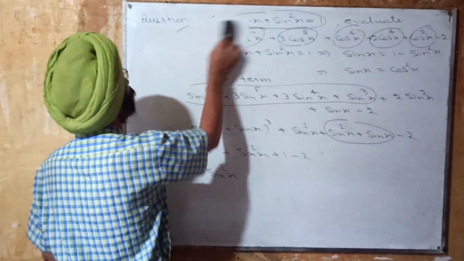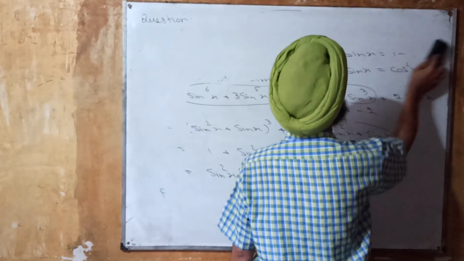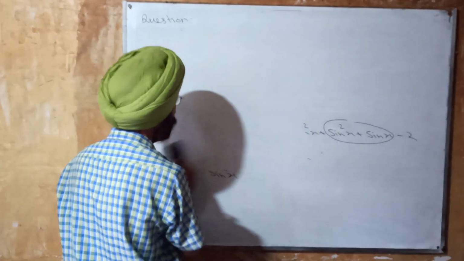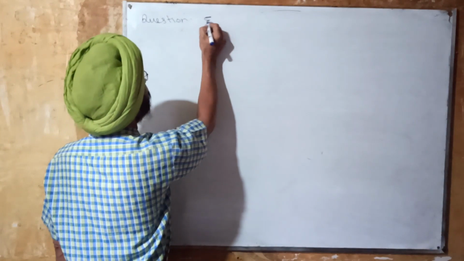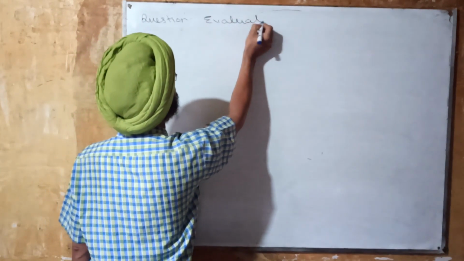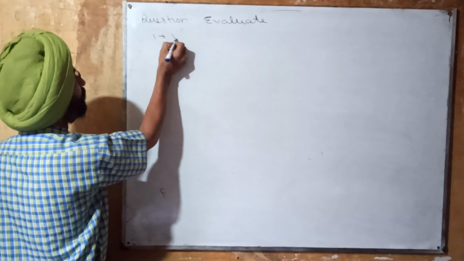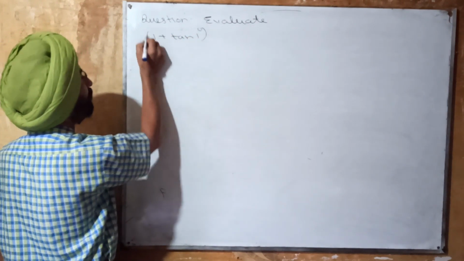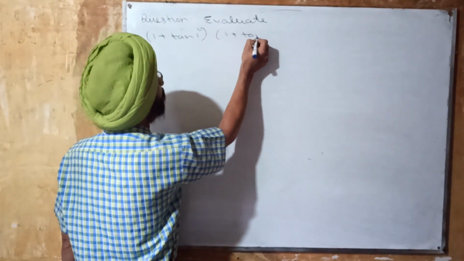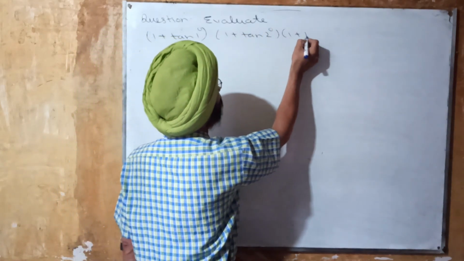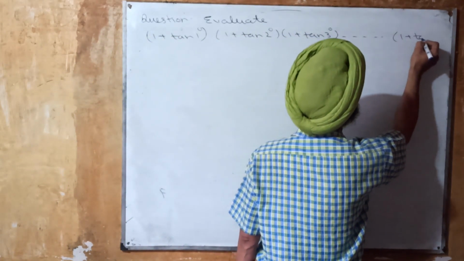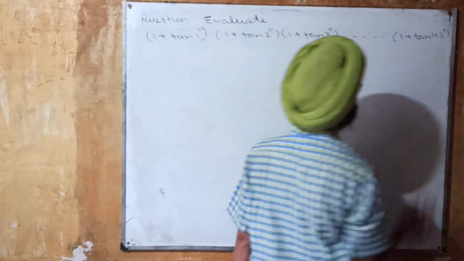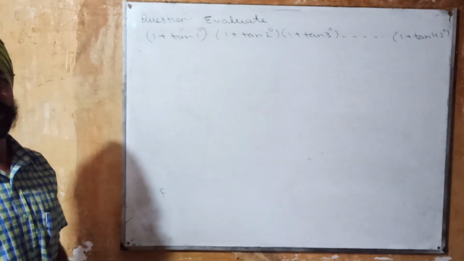And then I am going to move to most probably the last question of today, which will be again very interesting. So let us take the last question of the day. Evaluate 1 plus tan 1 degree, 1 plus tan 2 degree, 1 plus tan 3 degree, and so on up to 1 plus tan 45 degree. We have to evaluate this quantity, this term.